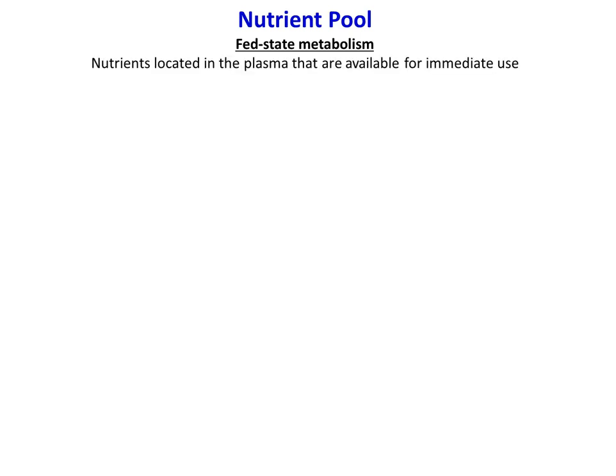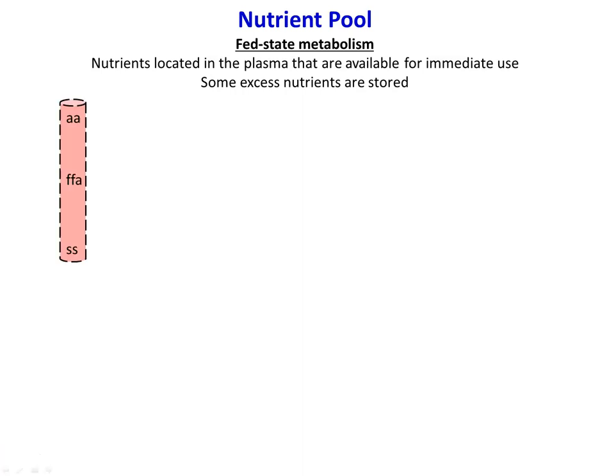Now, here's what we're going to do. I'm going to have all these nutrients from the plasma, the blood, that I showed you in the previous slide, and they're ready to go for immediate use, and some excess nutrients are stored. So that's what we're doing right now. All right, let's get started. Fed state metabolism. I have all my monomers in the bloodstream, and they're going to have to leave the bloodstream because they need to enter the cells.